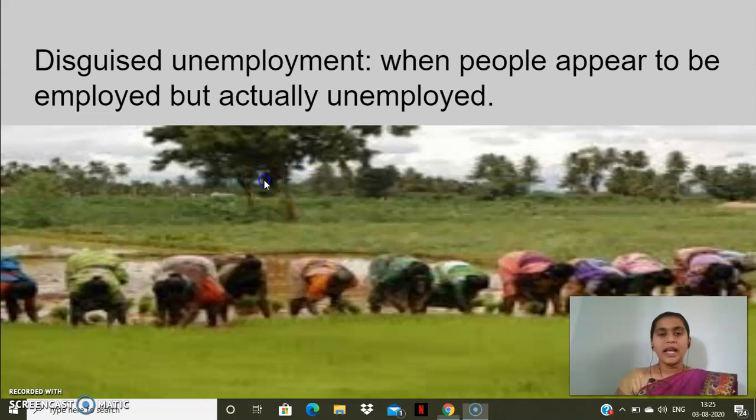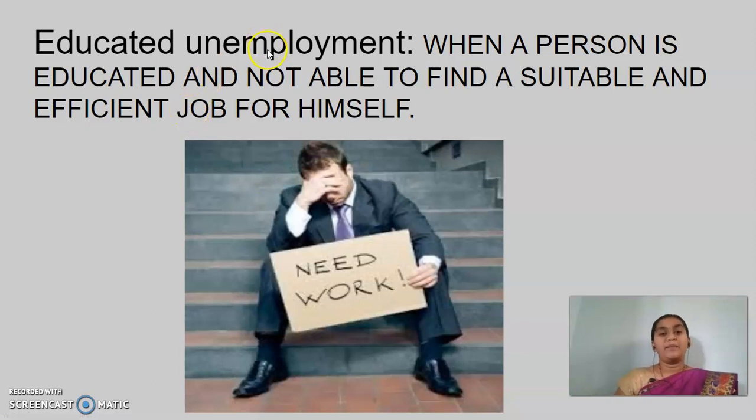Okay. And the next one is educated unemployment. What do you mean by educated unemployment? See, when a person is educated and not able to find a suitable and efficient job for himself. A person is educated and graduated, it may be matriculation, graduation, or post-graduation. But finally what happens? They will not be able to find a job for their potential, a suitable and efficient job for his qualification. If he is not able to find the job, then he is considered an educated unemployed person.